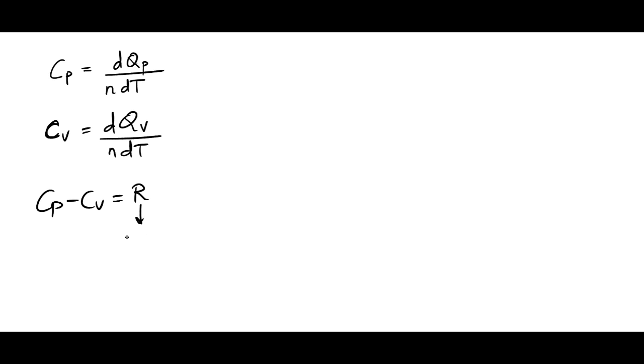The universal gas constant, you must be knowing, is 8.3 joules per mole Kelvin. Note how it has the same units as Cp and Cv.